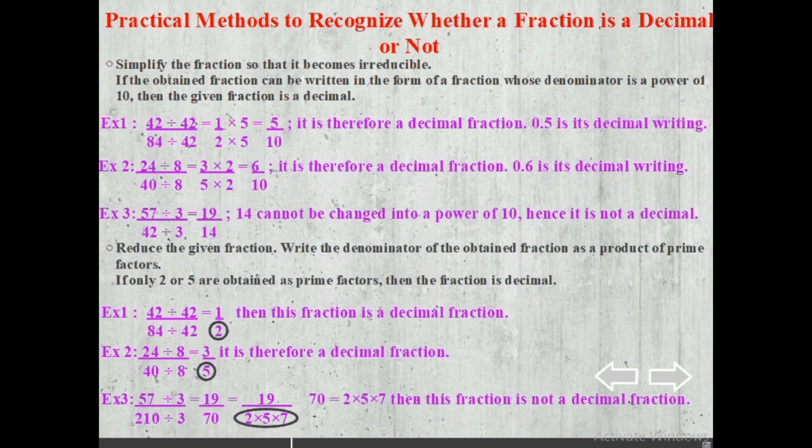In the last example, the irreducible fraction of 57 over 210 is 19 over 70. 70 is equal to 2 times 5 times 7. Then this fraction is not a decimal fraction.